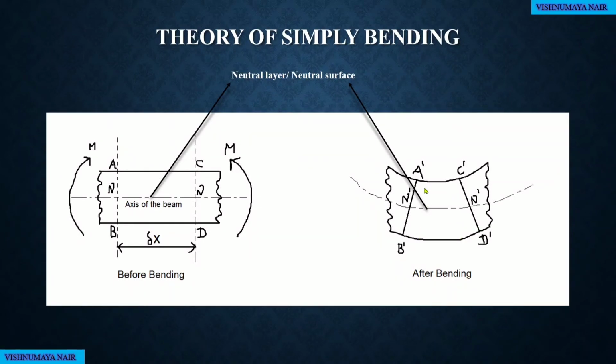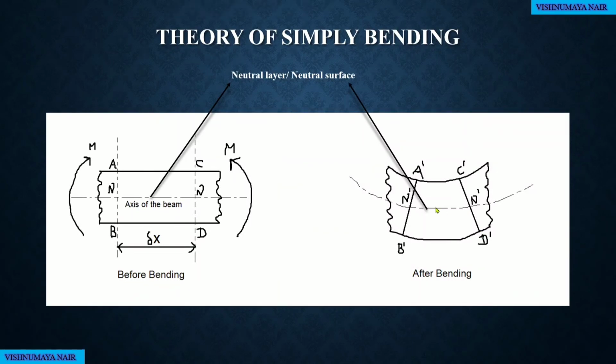Due to the decrease in the lengths of the layers above the neutral layer, these layers will be subjected to compressive stresses. And due to the increase in the lengths of the layers below the neutral layer, these layers will be subjected to tensile stresses. As you can see here, the maximum shortening has taken place in the topmost layer AC, so this layer AC will be subjected to the maximum compressive stress. And the maximum elongation has taken place in the bottommost layer BD, so the bottommost layer BD will be subjected to the maximum tensile stress.